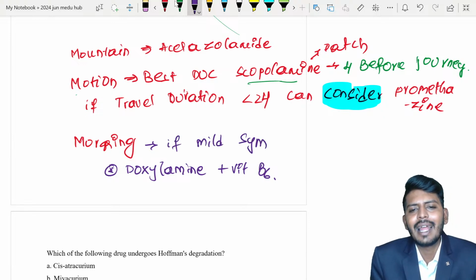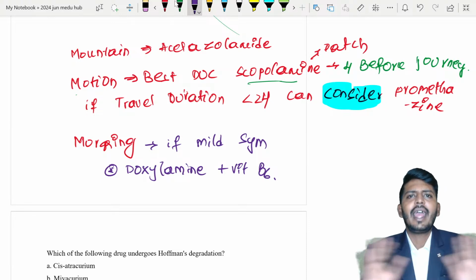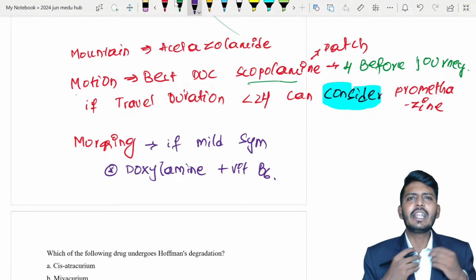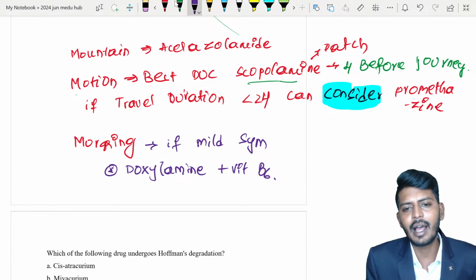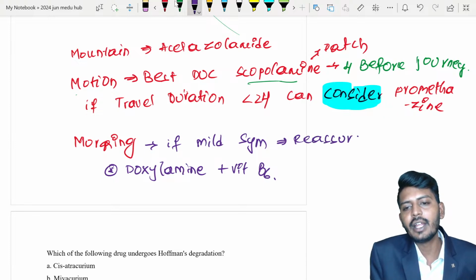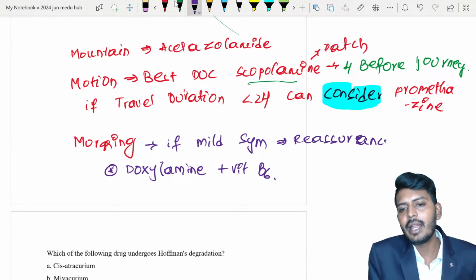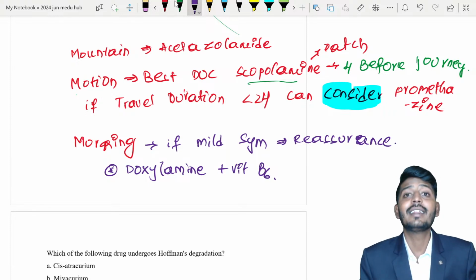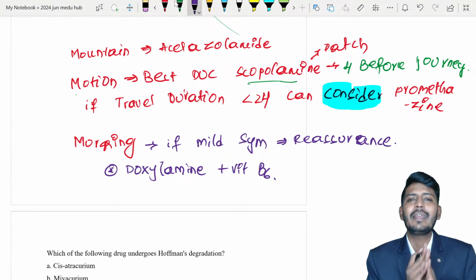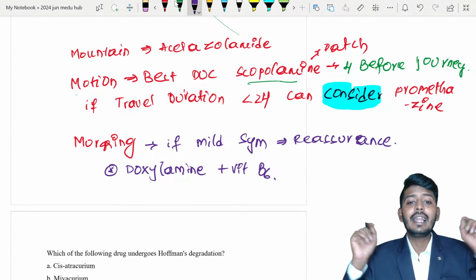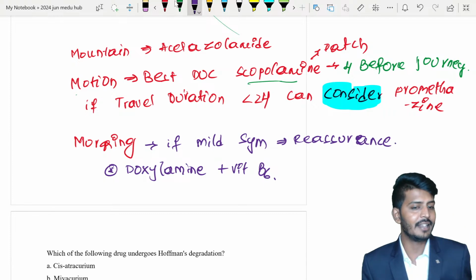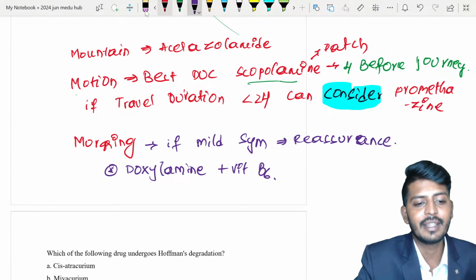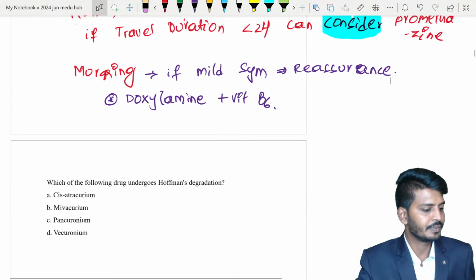But if symptoms are mild, अगर बहुत light symptoms, थोड़ा बहुत nausea होता है and nothing else, slightly vomiting can be there but her life is not being affected, then the only thing we can do is reassurance. बोलना है कोई दिक्कत नहीं है, it is normal in pregnancy, this will happen during the pregnancy. Very mild symptoms, don't treat unless it becomes severe morning sickness. The best drug is doxylamine plus vitamin B6.